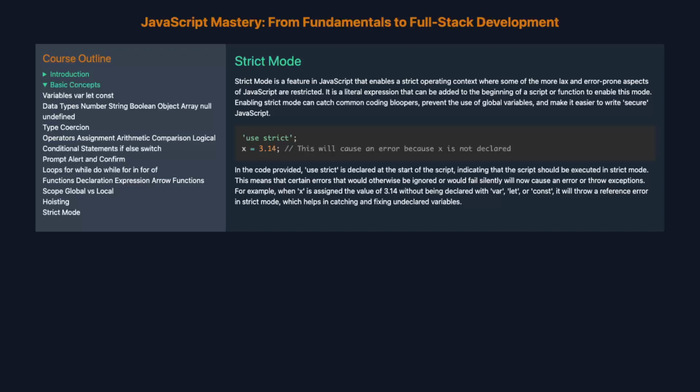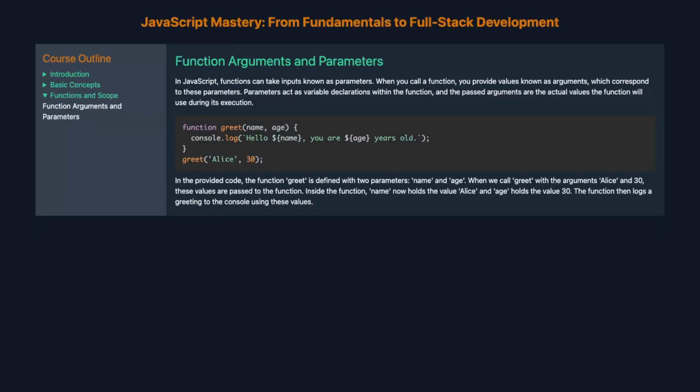This means that certain errors that would otherwise be ignored or would fail silently will now cause an error or throw exceptions. For example, when x is assigned the value of 3.14 without being declared with var, let, or const, it will throw a reference error in strict mode, which helps in catching and fixing undeclared variables.